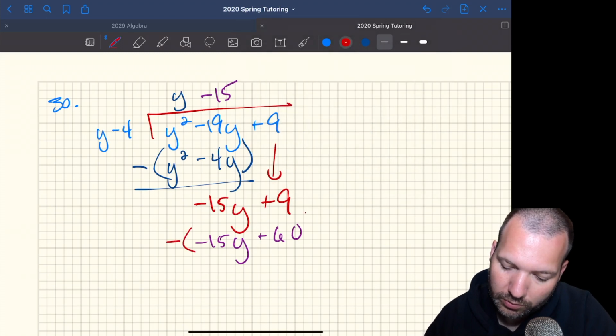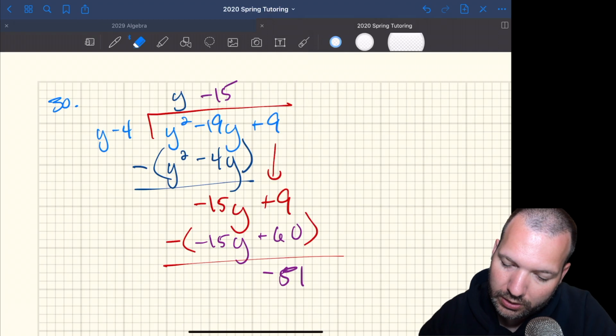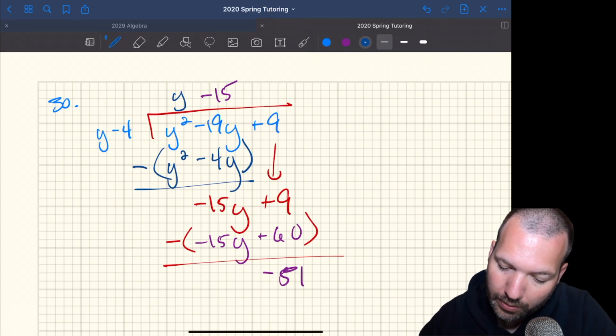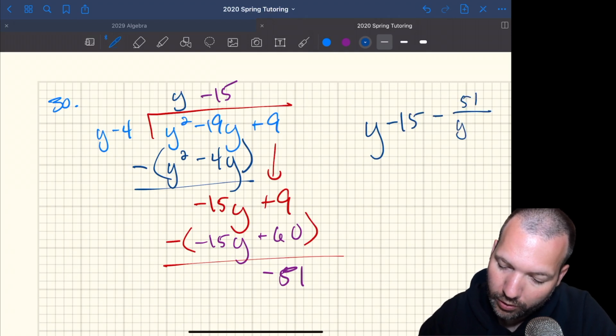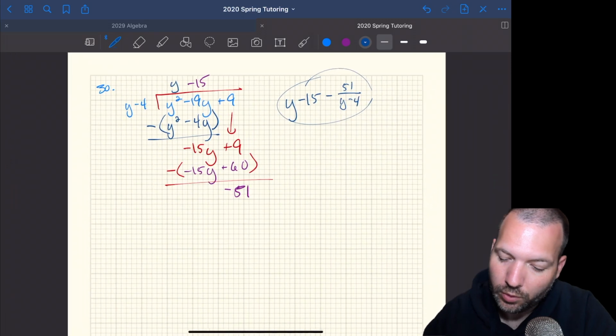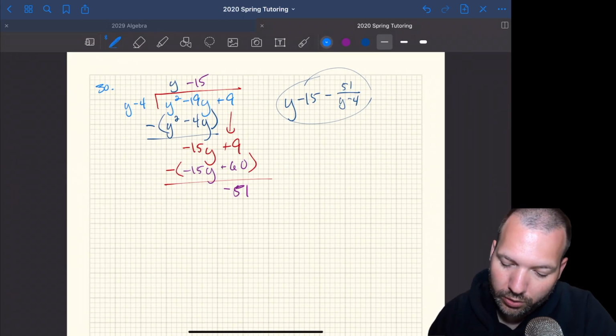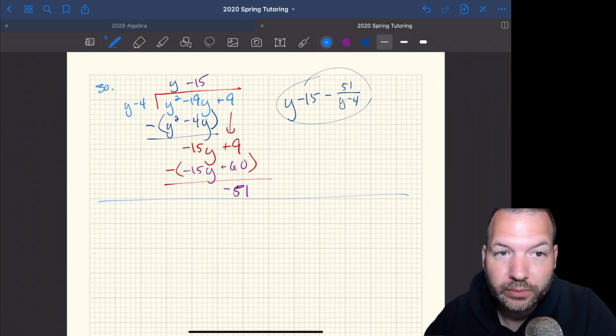So again, we are subtracting here. 9 minus 60 is negative 51. Crazy remainder. And so this becomes y minus 15 minus 51 over y minus 4 when we do the polynomial long division.